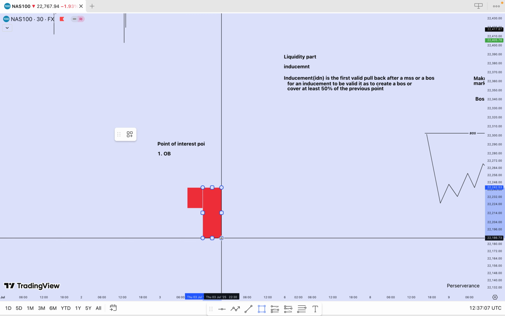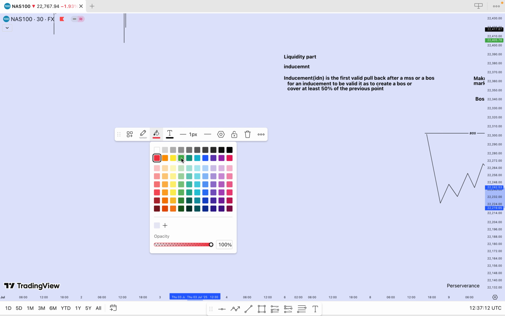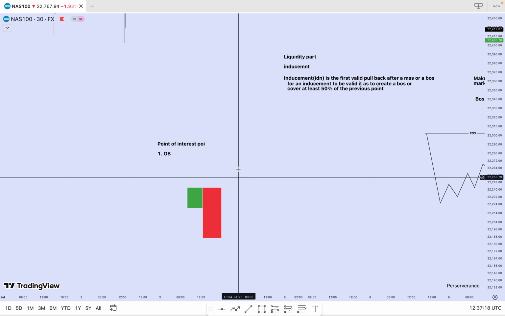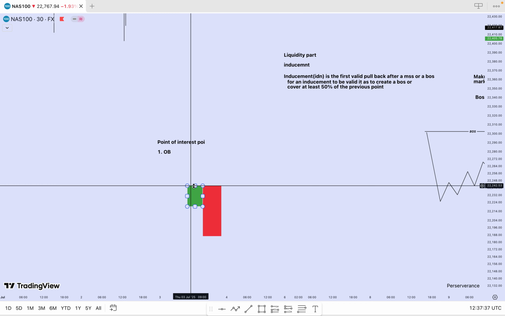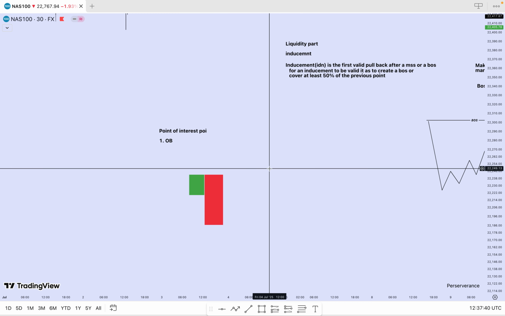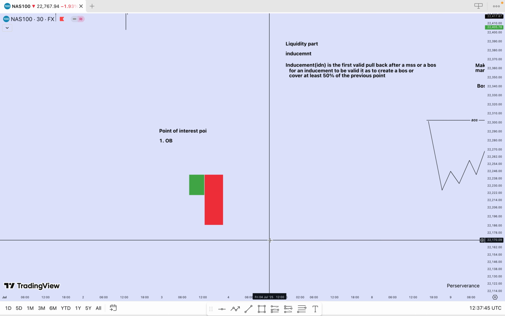So here you have a bullish candle. Regardless of the color of your chart, just in order for you to get it simple, an order block is basically the opposite candle. So regardless of the color of your chart, this one is a bullish order block because you have a bullish candle and then a bearish candle, right?